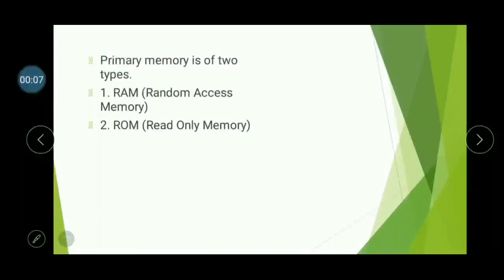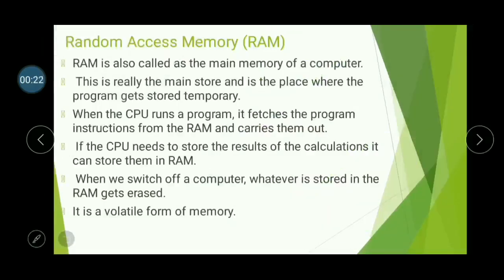Primary memory is of two types. One is RAM, second one is ROM: random access memory, read-only memory. First one is random access memory, RAM. RAM is also called the main memory of a computer. This is really the main store and is the place where the program gets stored temporarily. So it is the main store of the computer system. Here the program gets stored temporarily.